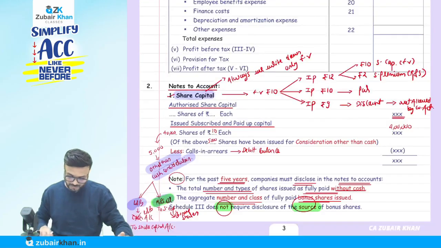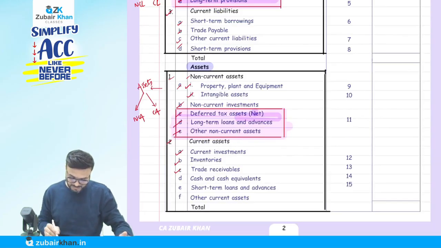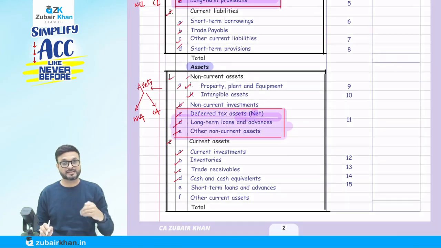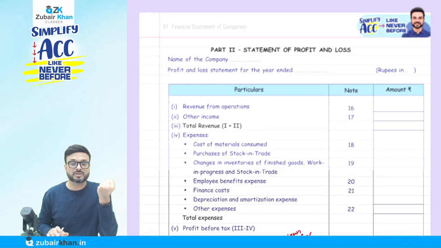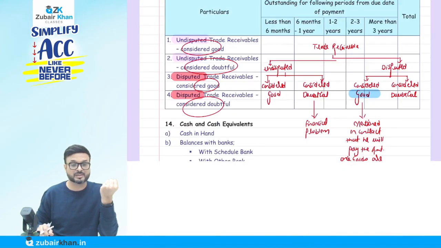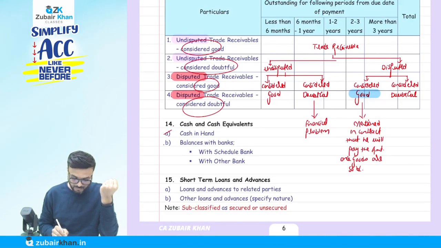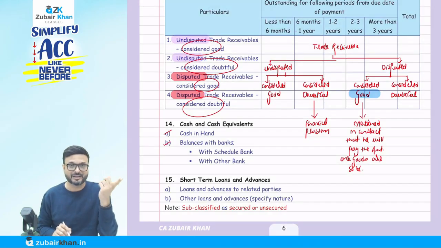Now the next item is cash and cash equivalent. When I say cash and cash equivalent, it means cash, and also something similar to cash, like cash in hand and cash with bank. You know what they ask you? How much bank balance you have with a scheduled bank and with other banks.